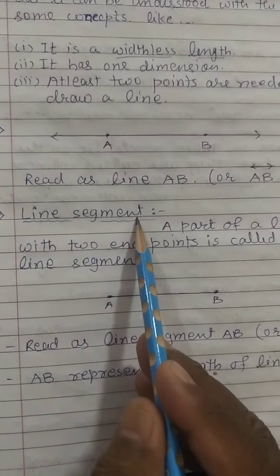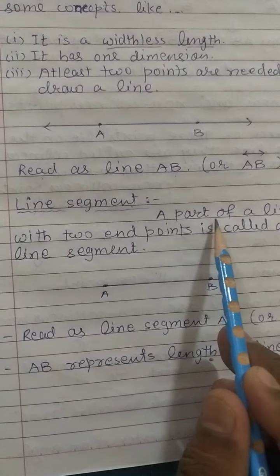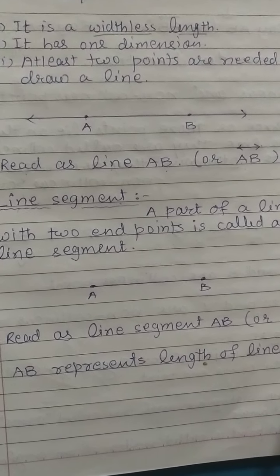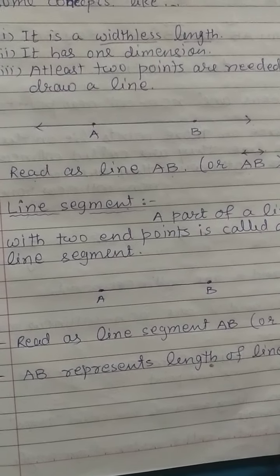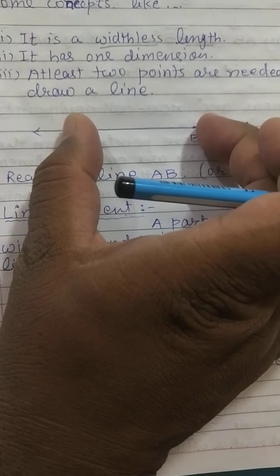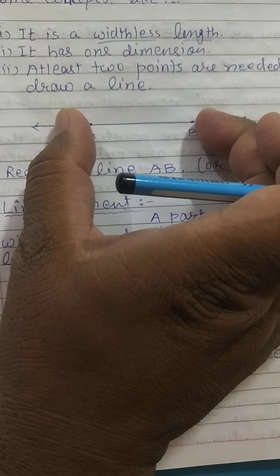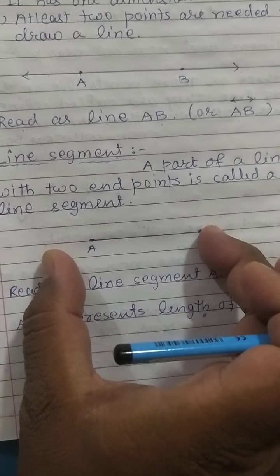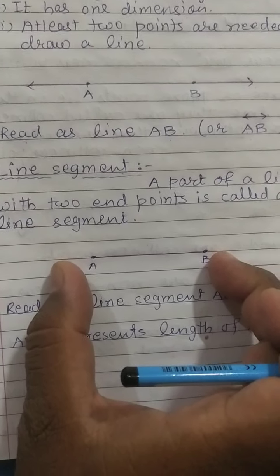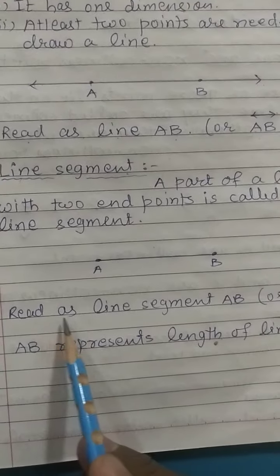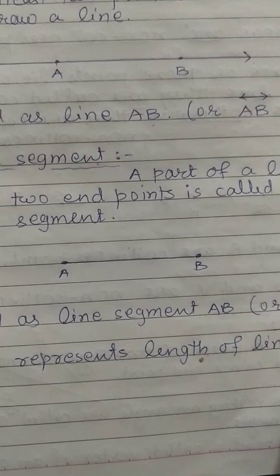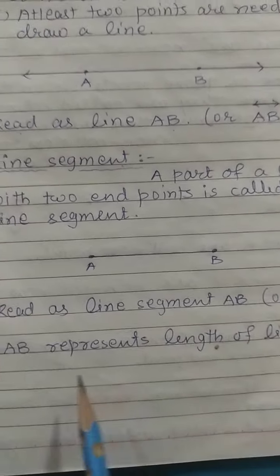Next, line segment. A part of a line with 2 endpoints is called a line segment. You can see here a line is there. If we take only this part, from point A to B only, that is said to be a line segment. It is read as line segment AB.